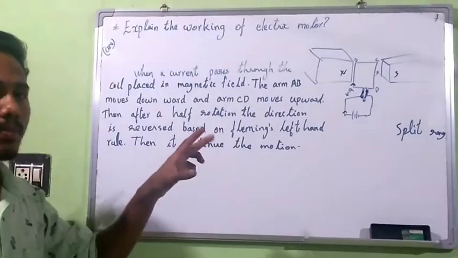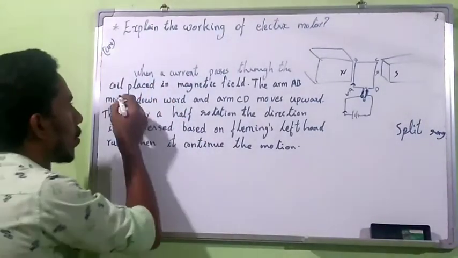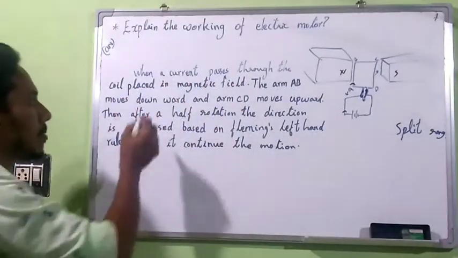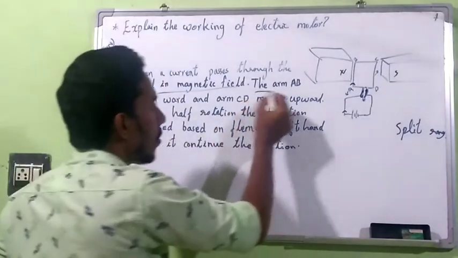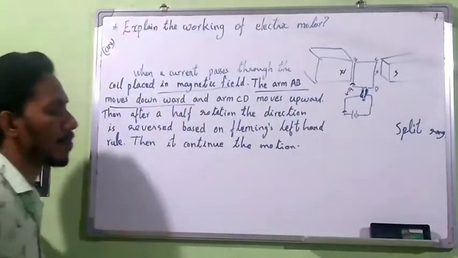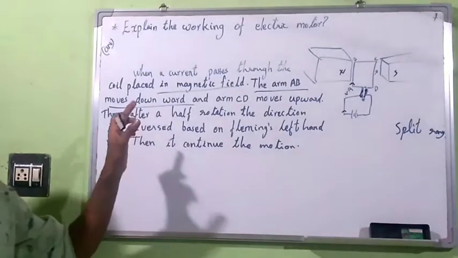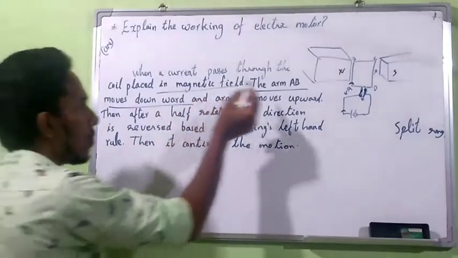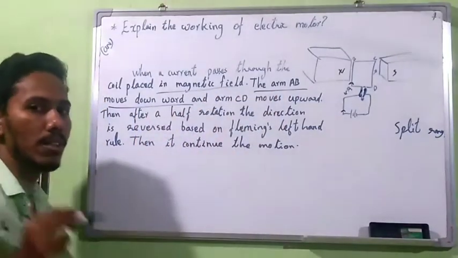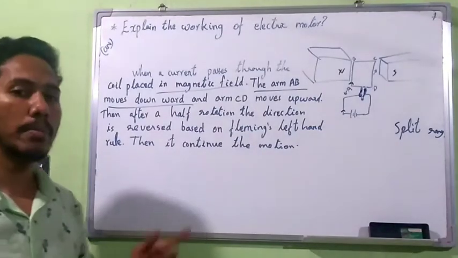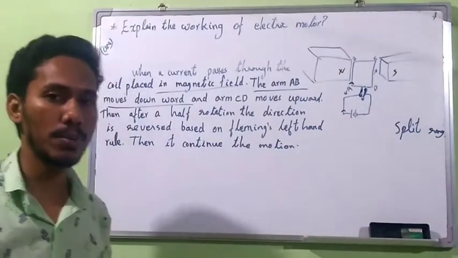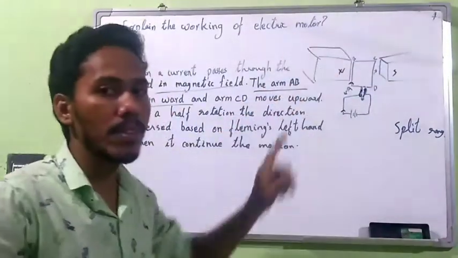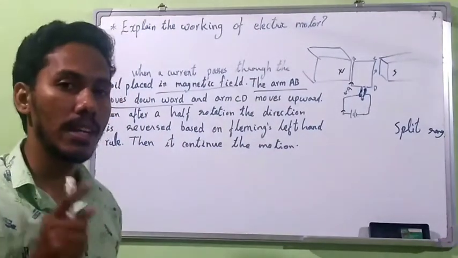How does it work? When a current passes through the coil, that is the armature, placed in the magnetic field, the arm AB moves downward. You want to study these sentences exactly as they are, because it is an important question. The arm AB moves downward. We can check that motion based on Fleming's left hand rule. The arm AB is here, then CD, based on Fleming's left hand rule.